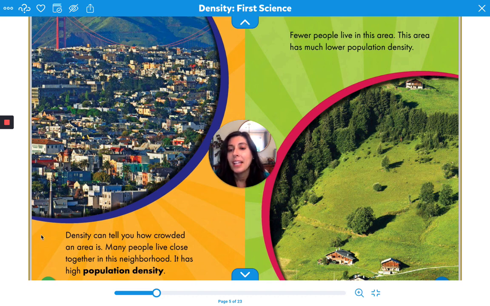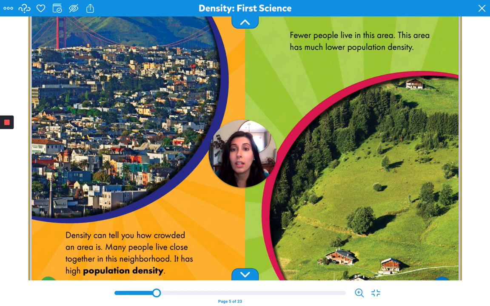Here we go. Density can tell you how crowded an area is. Many people live close together in this neighborhood. It has a high population density. Fewer people live in this area. This area has a much lower population density.